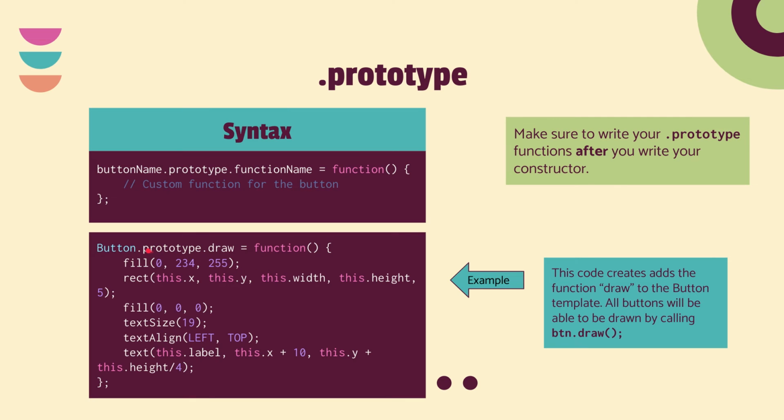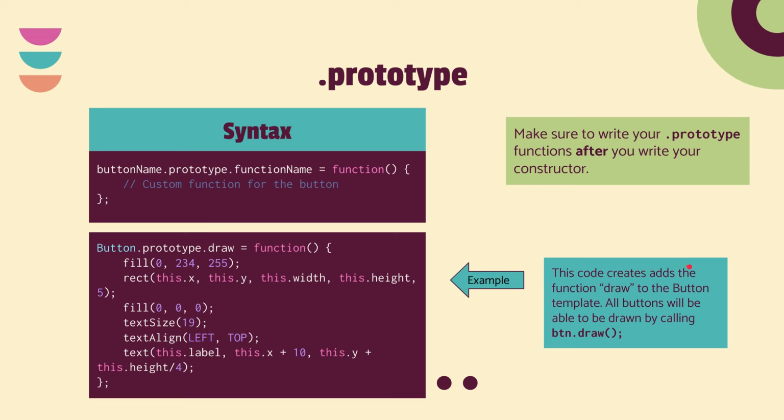And here we have an example, button.prototype.draw equals function. So here's the name of the constructor function, .prototype. And then whatever you want to name your function, or you could think of it as an add-on. We have fill, we use a rect to make the button, because a button is a rectangle. However, notice how we use this.x, this.y, this.width, and this.height instead of just any random values. We have fill, text size, text align, and then for text, notice how we use this.label, this.x, this.y, and this.height.